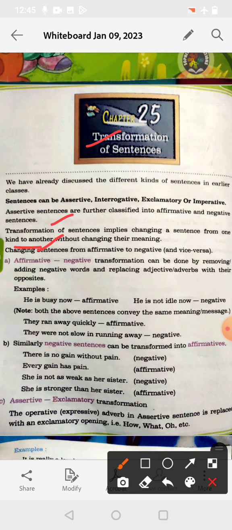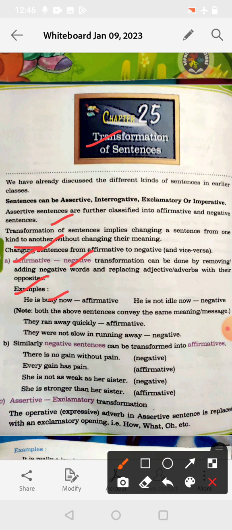First of all, we will discuss how we will change affirmative to negative. Affirmative means positive sentence, so how will a positive sentence be changed into a negative one? Negative transformation can be done by removing or adding negative words and replacing adjectives or adverbs with their opposites. All of you know very well that in negative sentences there is 'not'. So we can add 'not', or we can replace the adjective or adverb with its opposite. We will look at examples; with the help of examples it will be more clear to you.